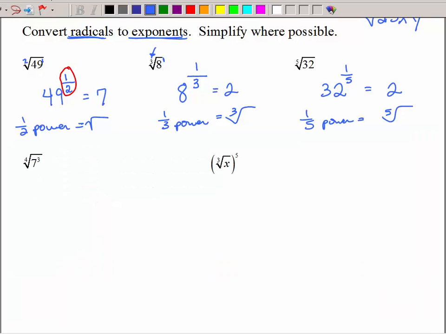Okay, let's look at these next two problems. Same thing, we're going to convert the radicals to exponents and simplify if we can. All right, so we have 7, which is the base, putting my fraction. That's my root, it goes on the bottom. This is my power that goes on the top. That's all you can do to that. Let's do this one. X is my base. That's my root that goes on the bottom. That's my power that goes on the top. And again, that's all you can do.